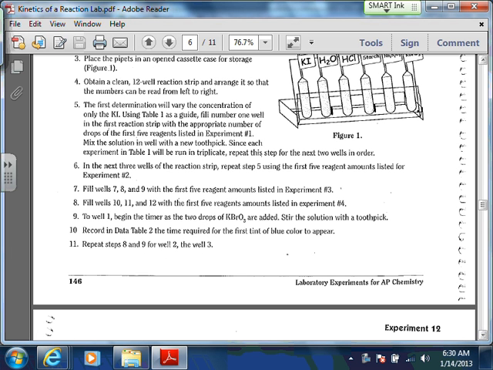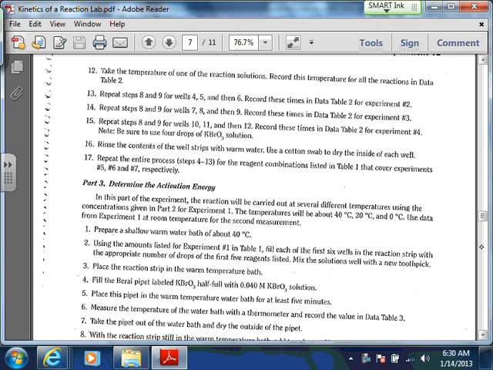So again, that's just telling you. It says as the 2 drops of KBrO3 are added, you begin the timer. So you're just going to do this several times. Make sure you collect good data.